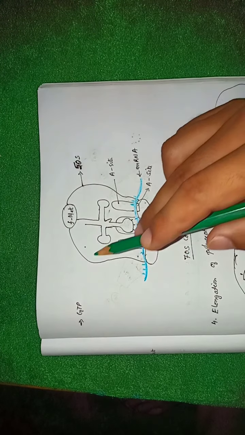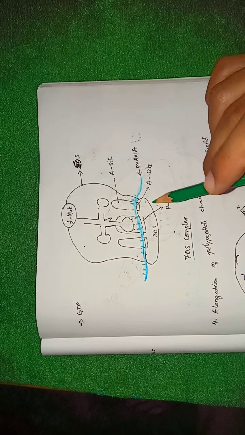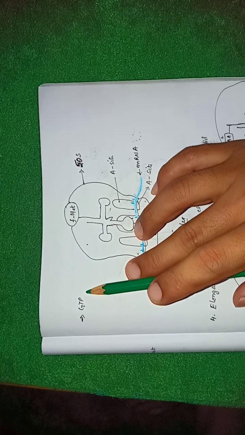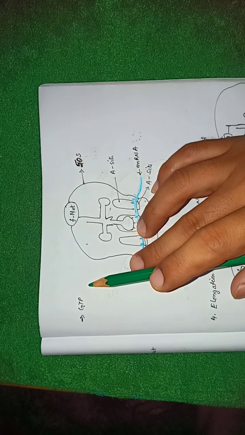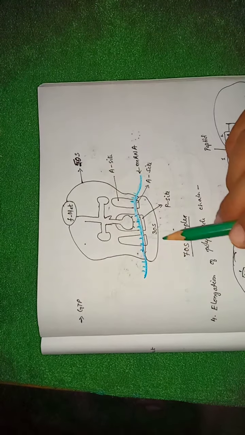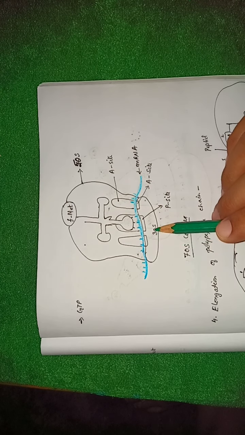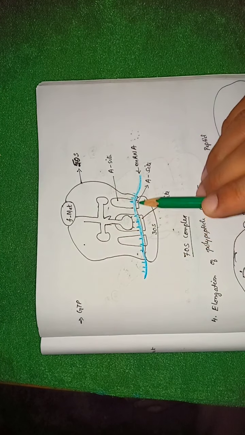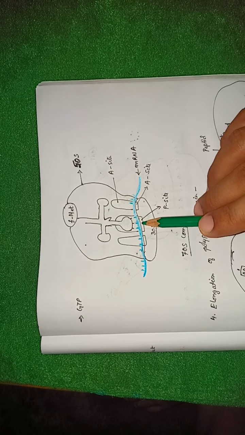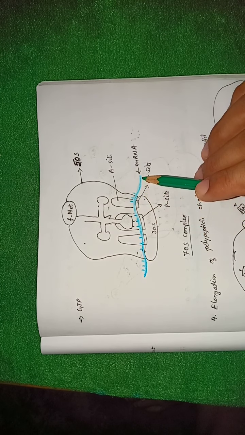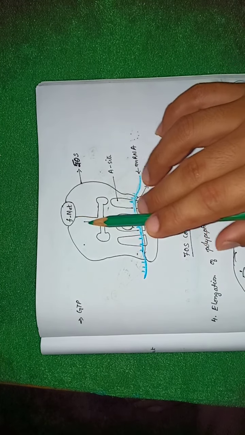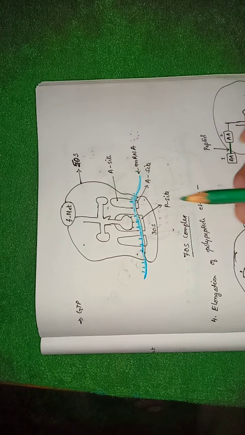The energy for joining this larger and smaller subunit is provided by GTP that is attached to the initiation factor 2. So this is the smaller subunit, this is the larger subunit, this is the A site, this is the P site, and this is the mRNA, and this is the tRNA with its formyl methionine.